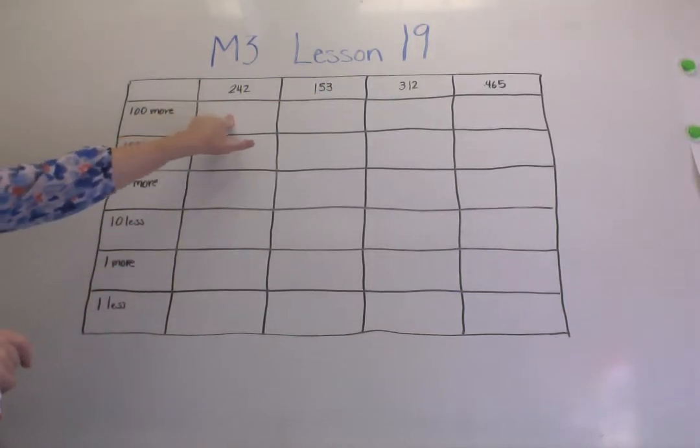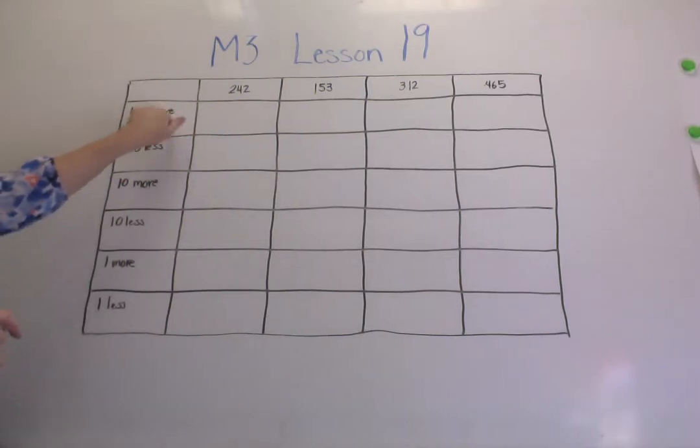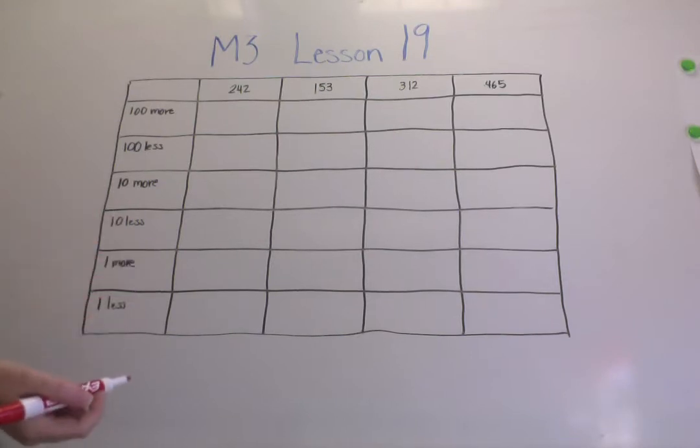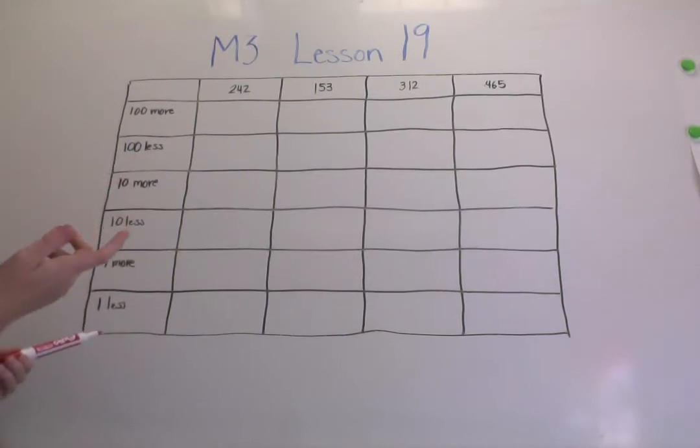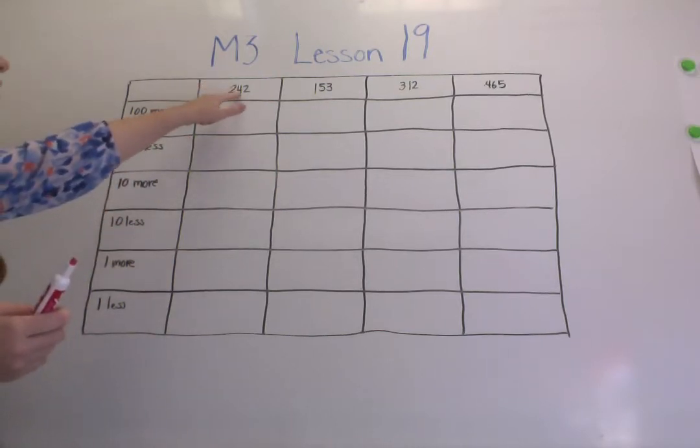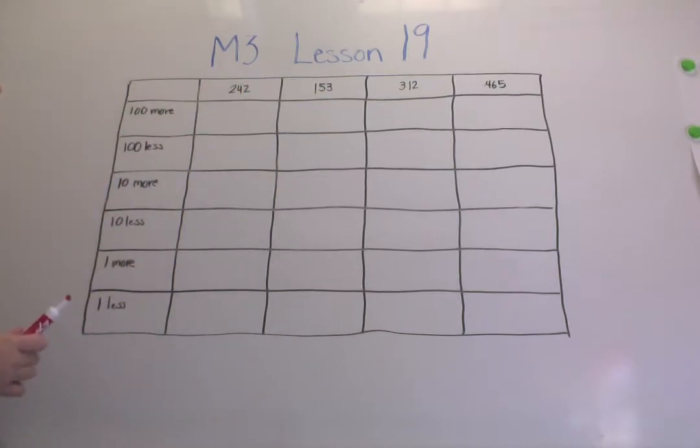Next, for us to fill out the answers. So first off, let's start with this box. It says 100 more. The number is 242. We have to figure out what 100 more than 242 is. The best way to go about this is to think in your head. Is the hundreds, the tens, or the ones place going to change? It says 100 more. So that means our hundreds place is going to change.